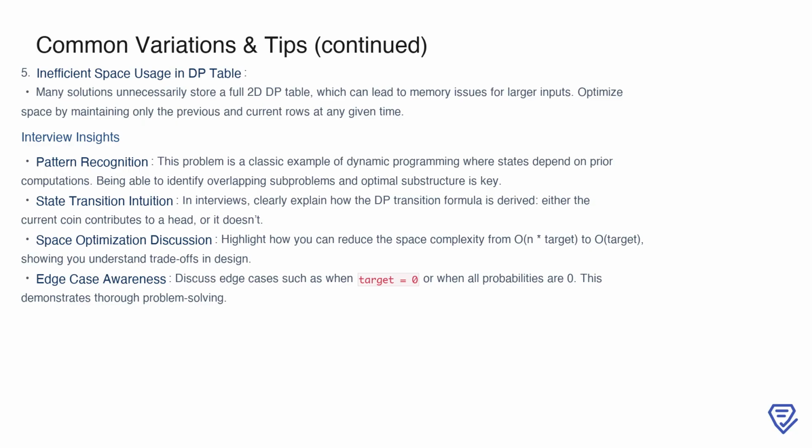Discussing space optimization strategies, such as reducing complexity from O(n * target) to O(target), shows a solid grasp of trade-offs. Finally, addressing edge cases, such as target equals 0 or when all probabilities are 0, highlights a thorough and careful approach to solving the problem.